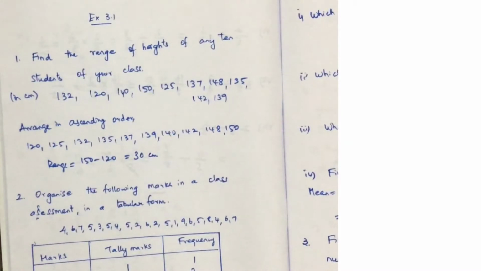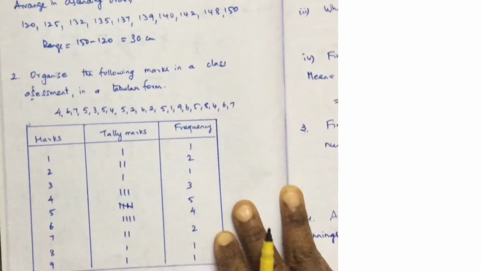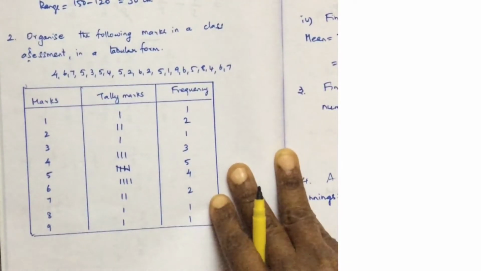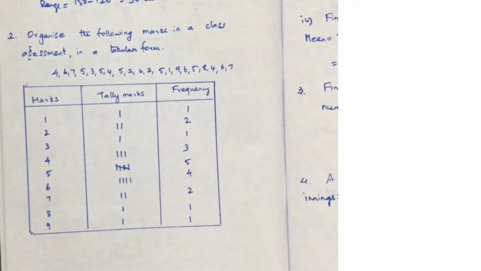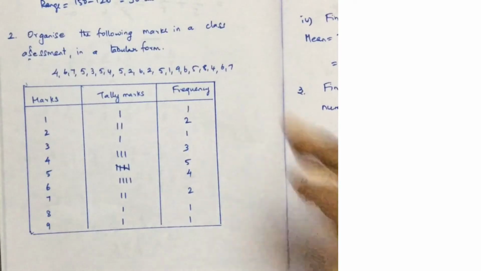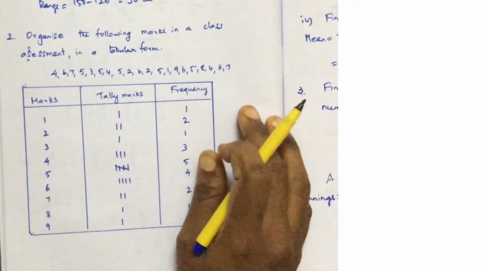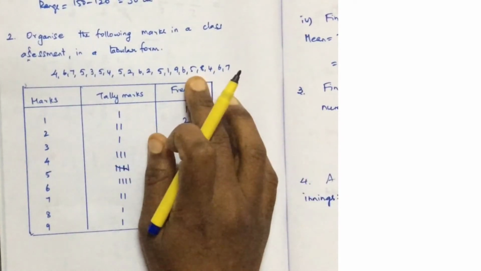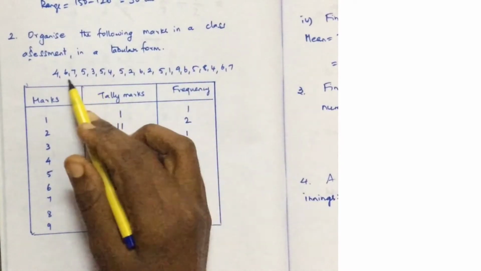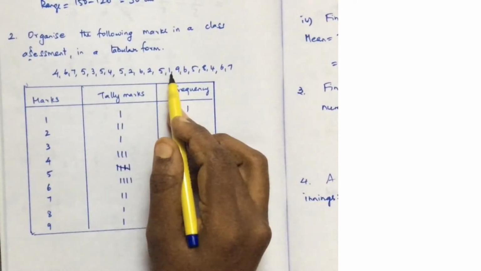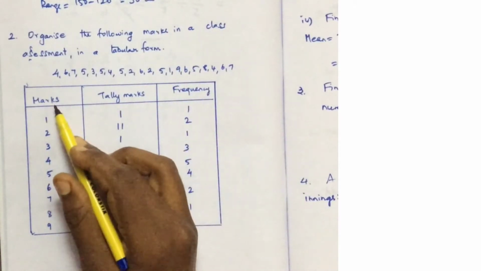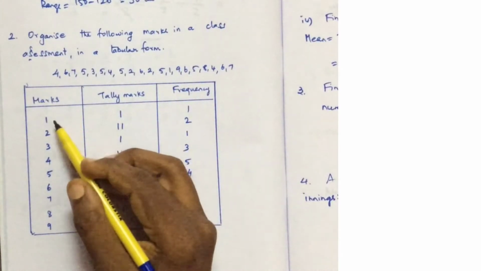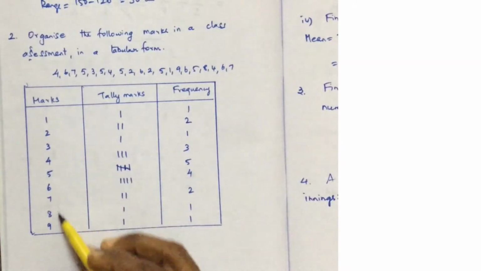The next question is, organize the following marks in a class assessment in a tabular column. Here they have given the marks. You can count them. There are 20 entries here, so these are the marks of 20 students. You can see the lowest mark is 1 and the highest mark is 9. So here I have marks in this column, and there are 1, 2, 3, 4, 5, 6, 7, 8, 9.